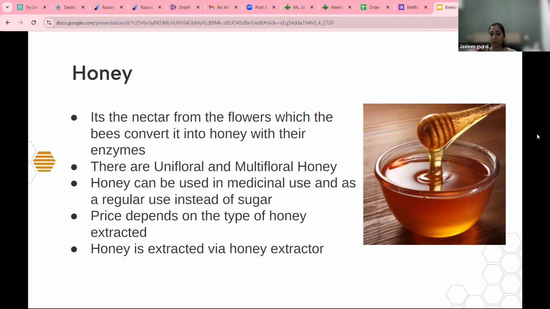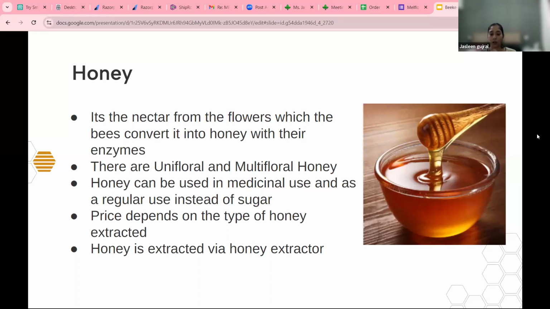Then price depends on the type of honey extracted, because at times there are certain honeys extracted from flowers which have a very short flowering period, so that honey becomes very expensive.